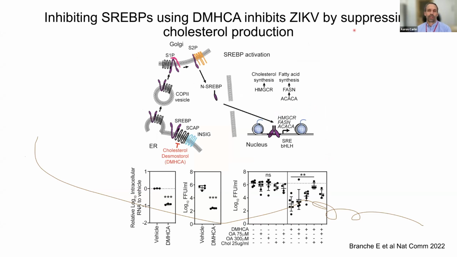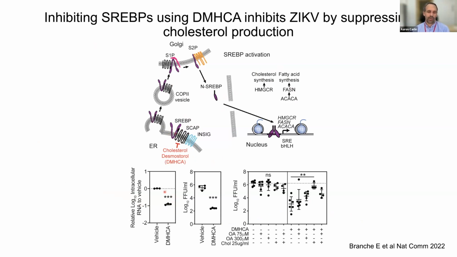So basically that showed us that SREBPs were likely responsible for this lipid production, but was this important for viral infection? And so we took advantage of the fact that normally during normal cellular response, cholesterol or desmosterol can feed back from the production of lipids to inhibit the activation of SREBPs. And so we used a synthetic mimetic of desmosterol called DMHCA that can similarly trap SREBPs in the ER and block SREBP activation.